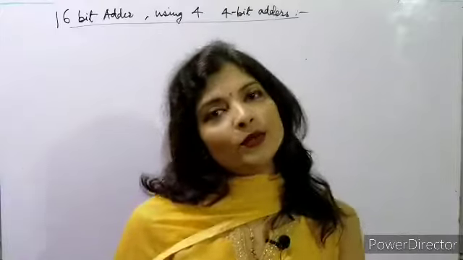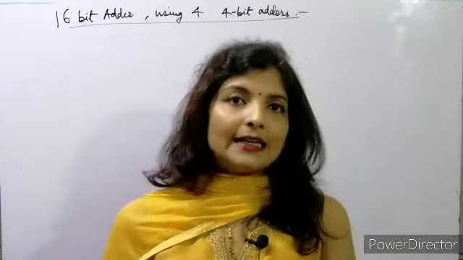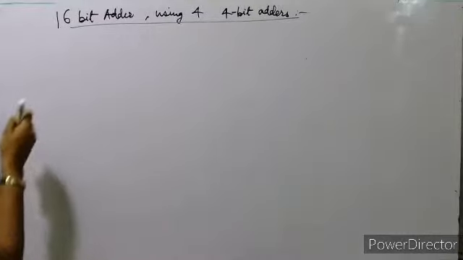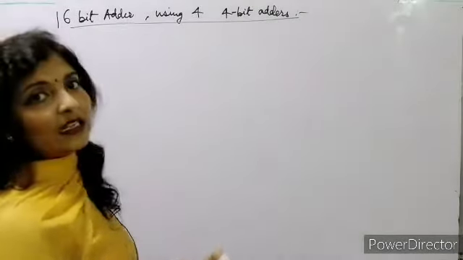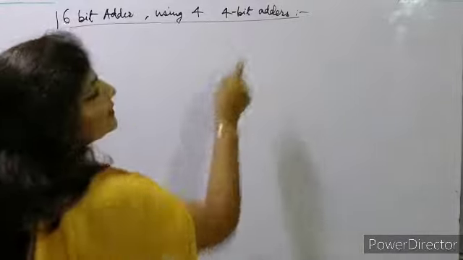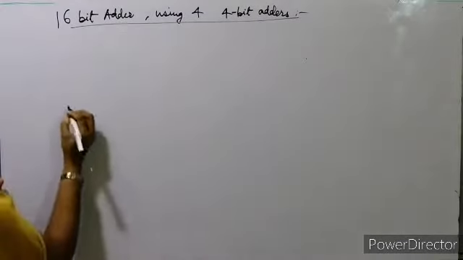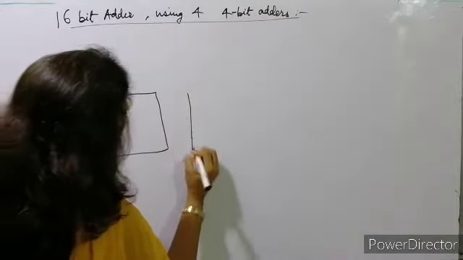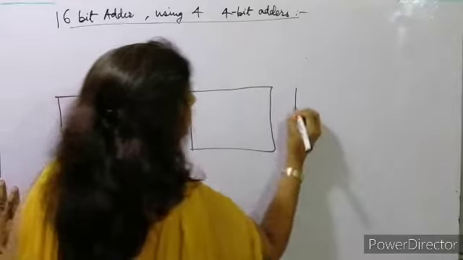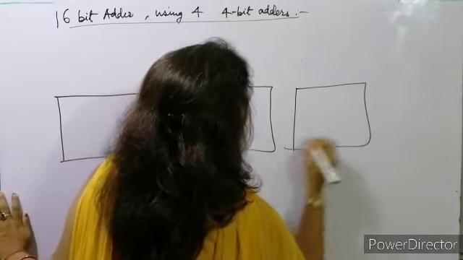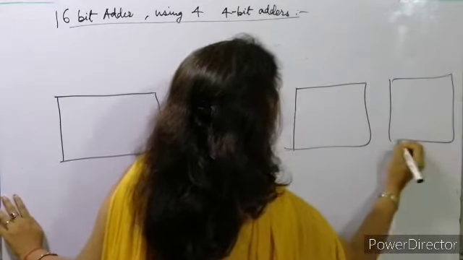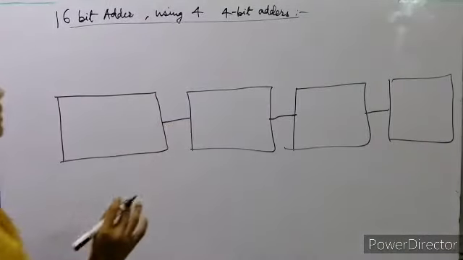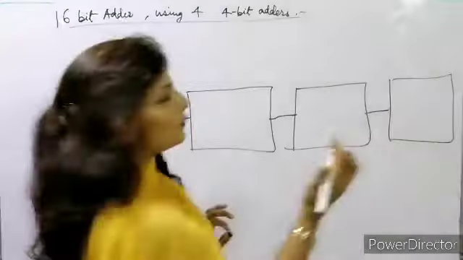By using this concept we can also design larger adders. If you have a question to design a 16-bit adder by using 4-bit adders, what will we do? First of all, we take 4 adders of 4 bits each: 1, 2, 3 and 4. First of all we'll connect all these 4-bit adders.